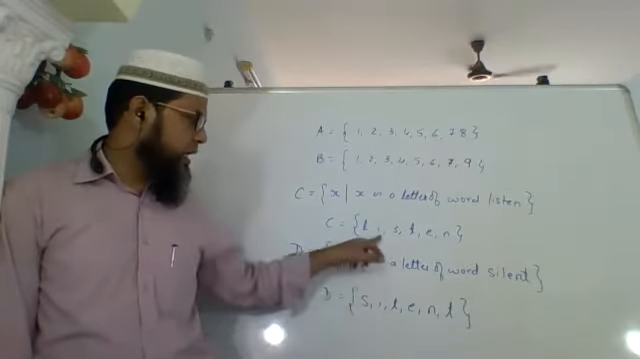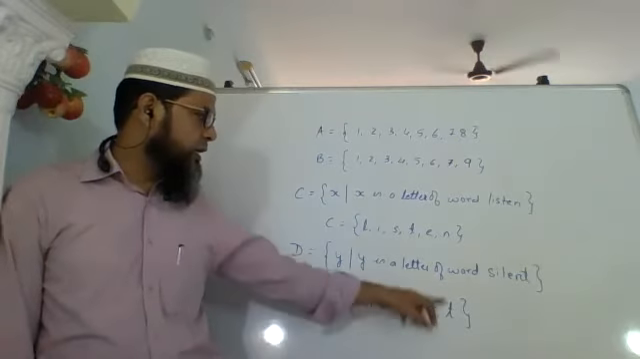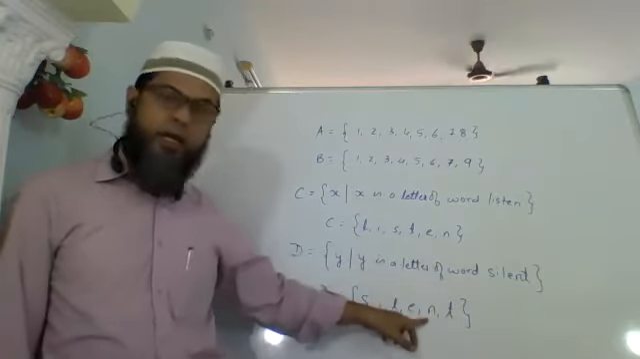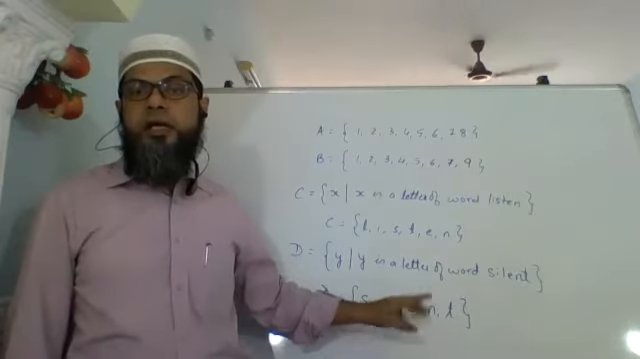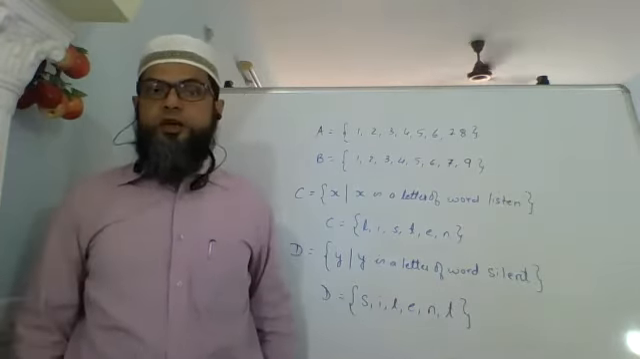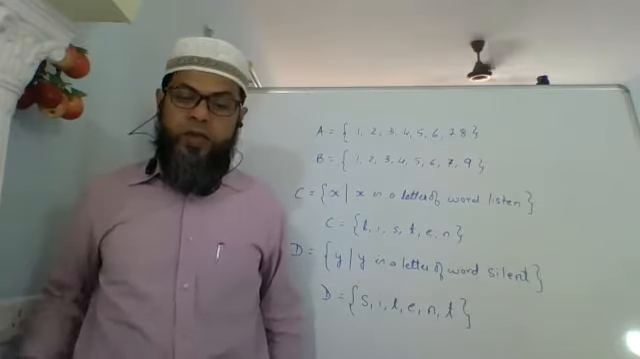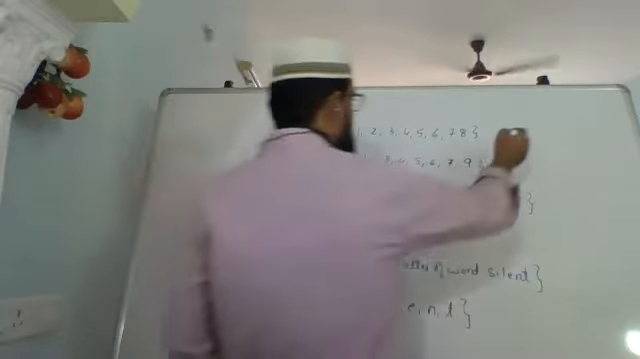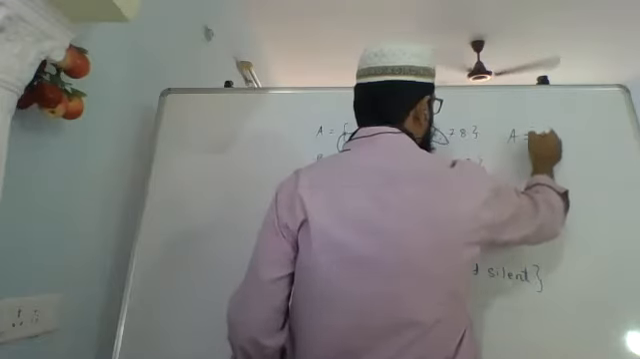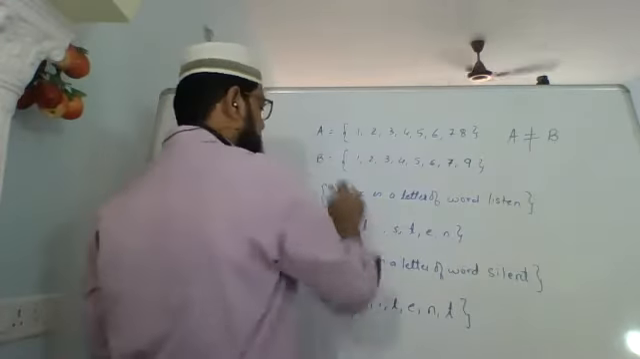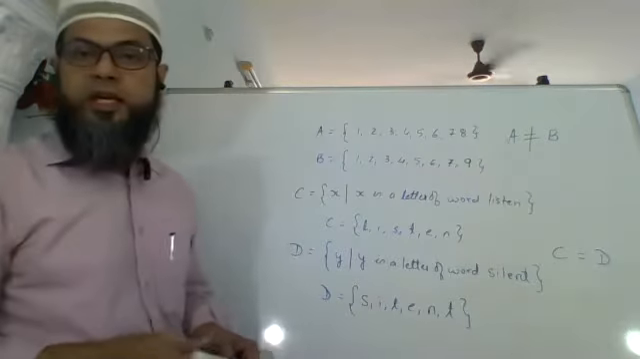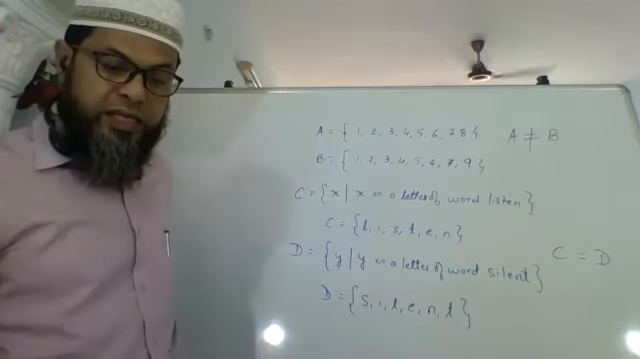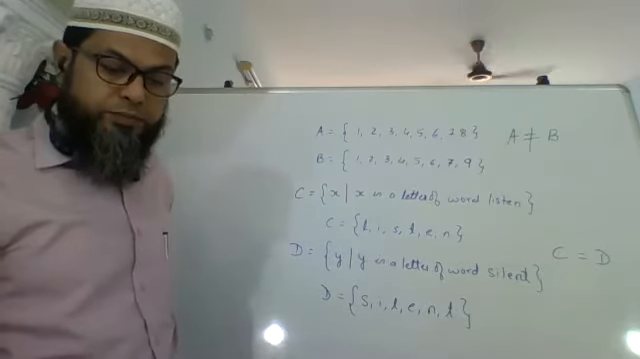S, I, L, T, E, N. The order can be different, the elements have to be the same. Only then the sets are said to be equal. Is this clear? And how do we write? We say over here, A not equal to B, because this is not equal. But here you'll say C equals to D. It is written as C equals to D.